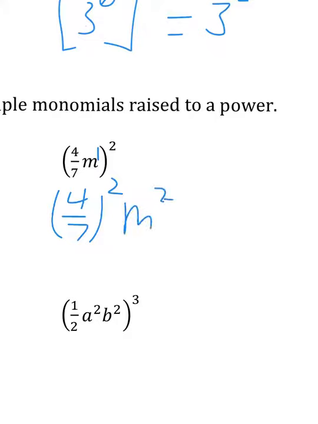Okay, and then again, we have this 4 over 7. So we square both parts, the numerator and the denominator. So we have our 16 over 49, and that doesn't simplify any further, so we'll just leave it like that. And m squared.